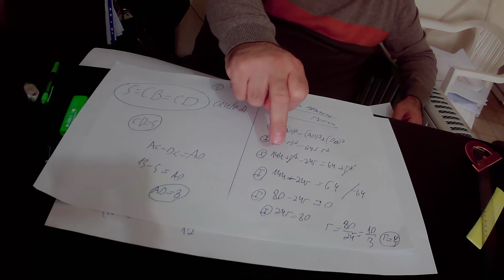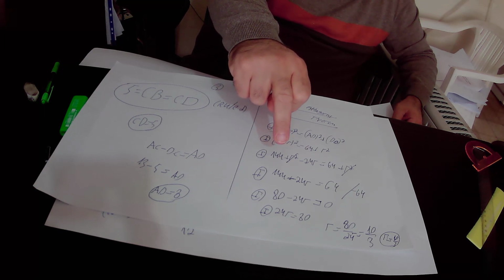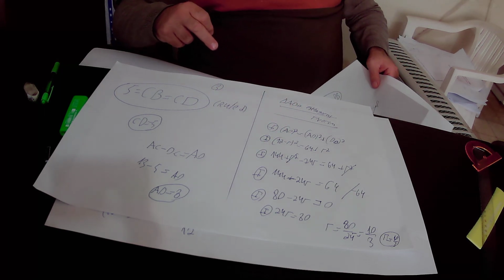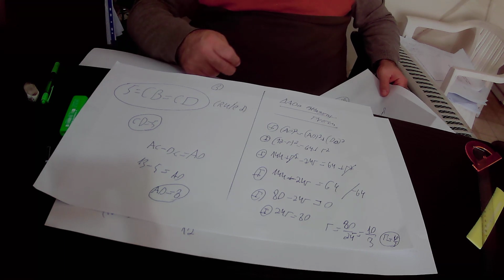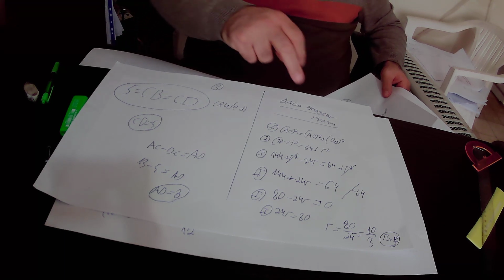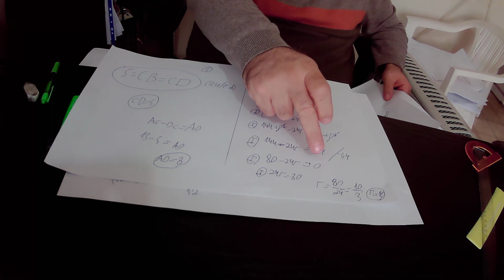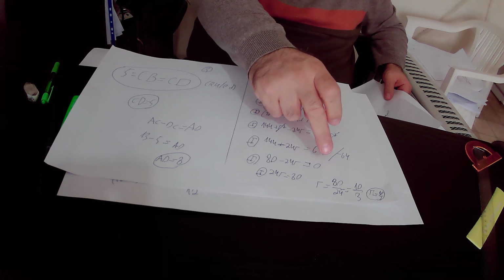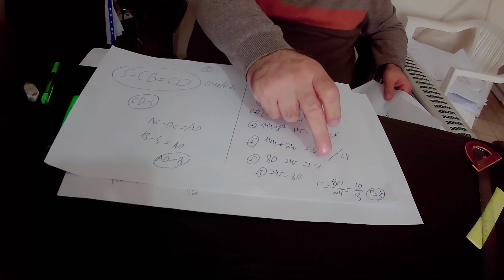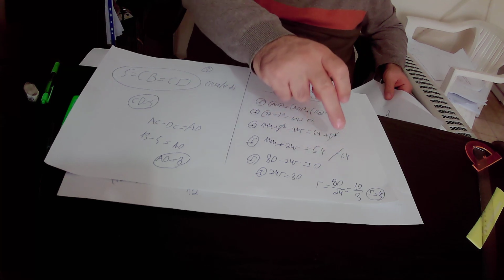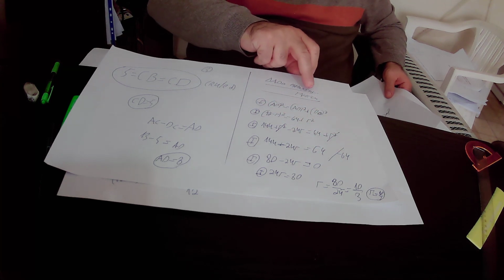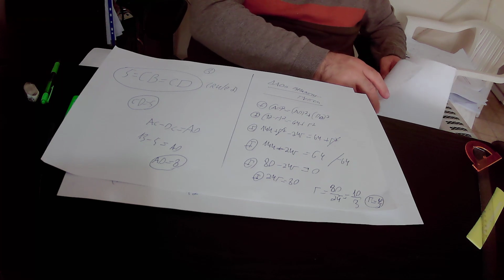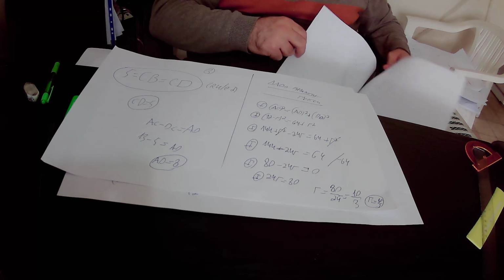We divided this equation by 24, and we got that the radius of the semicircle equals 80 over 24. We divided both the numerator and the denominator of this number by 8. 80 over 8 is 10, and 24 over 8 is 3. So in conclusion, we found out that the radius of the semicircle equals 10 over 3 units.